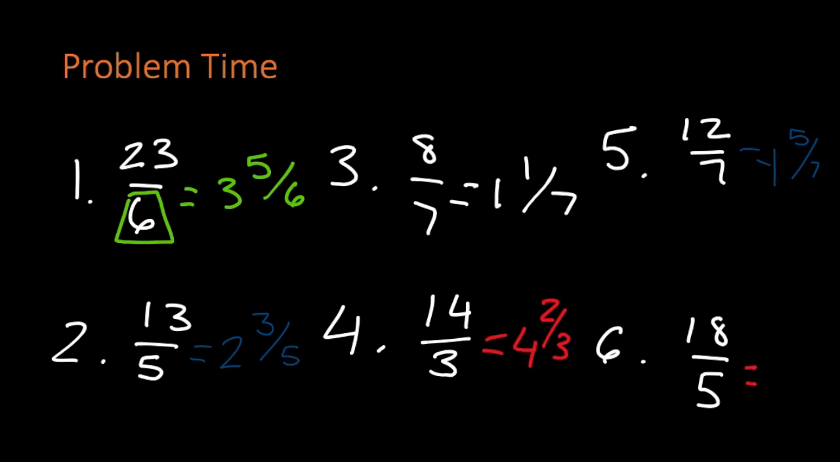Now time for our last one here. 5 times 3 equals 15. We can do that. 5 times 3 equals 15. The remainder of 3/5.